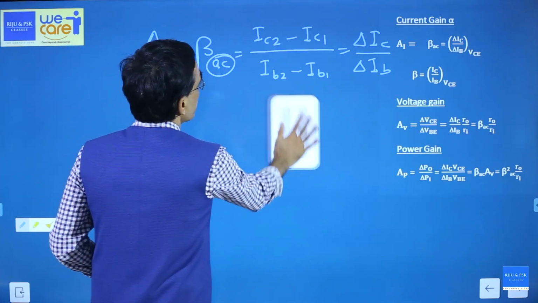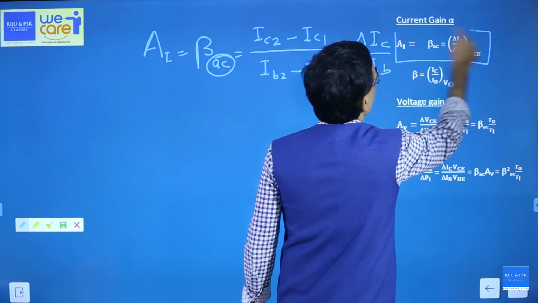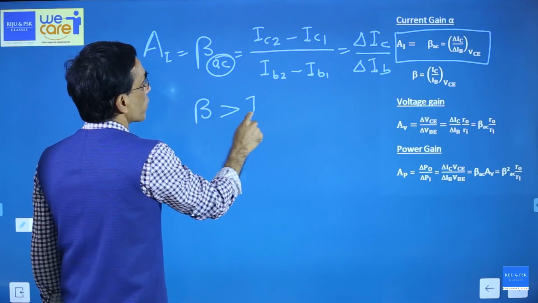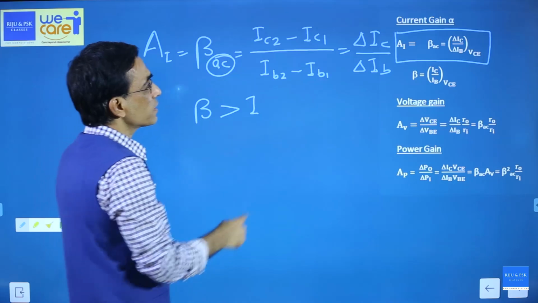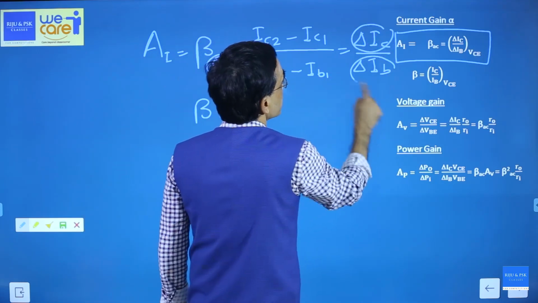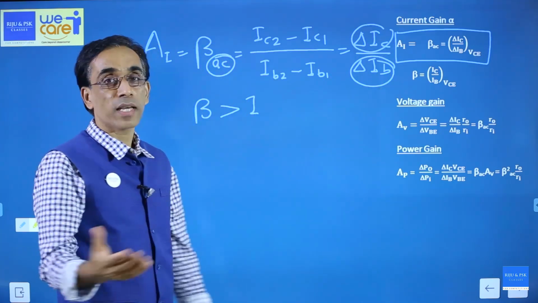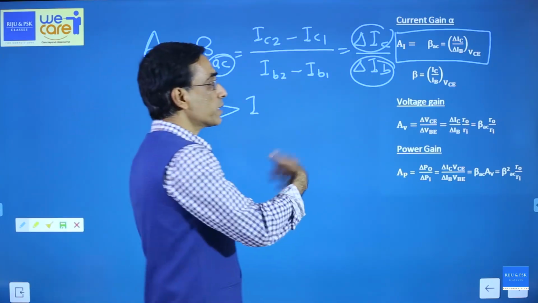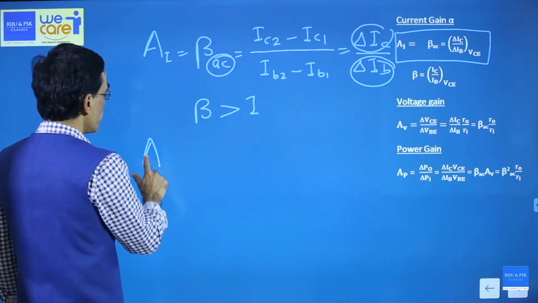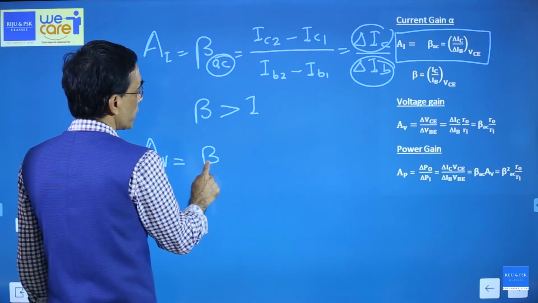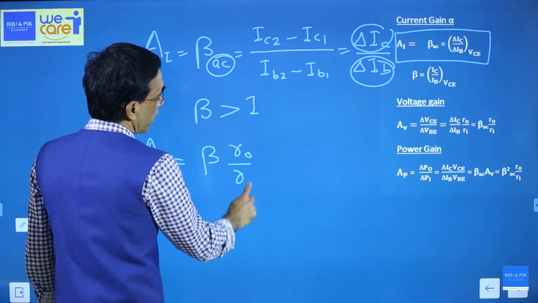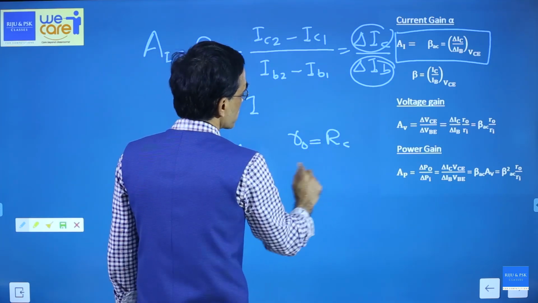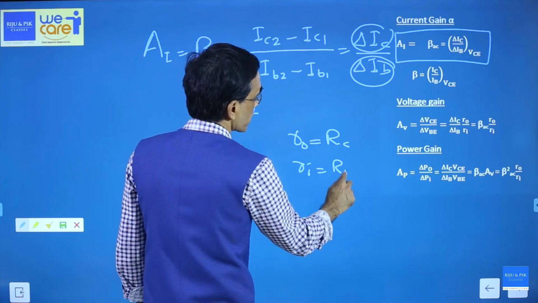Anyway, this is the current gain, and for a common emitter configuration this beta is greater than 1. So that means the change in the collector current is greater than the change in the base current. Now voltage gain. You have an input voltage and an output voltage, and if you take that ratio we get the voltage gain, which is AV, and voltage gain is given by beta into R output by R input. Normally in simple circuits, R output means collector resistance, R input means the base resistance, RB.